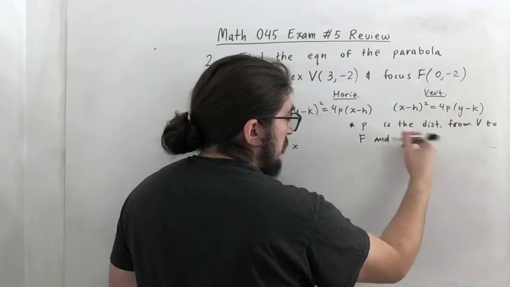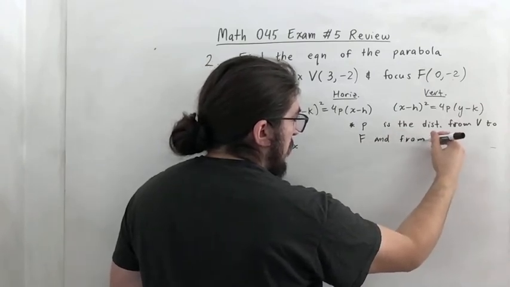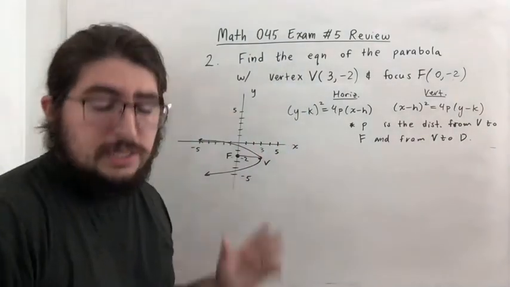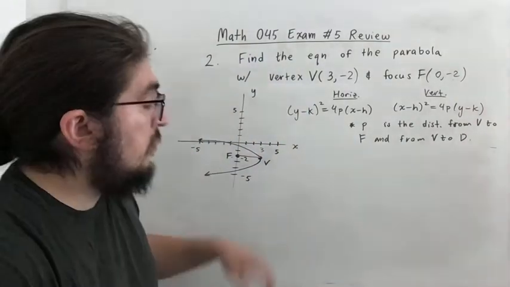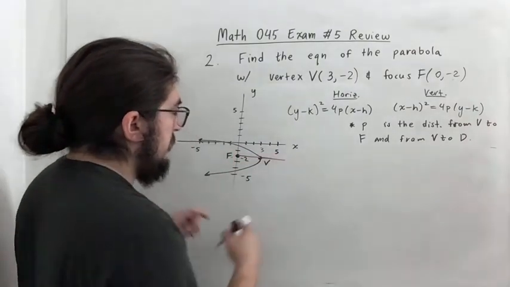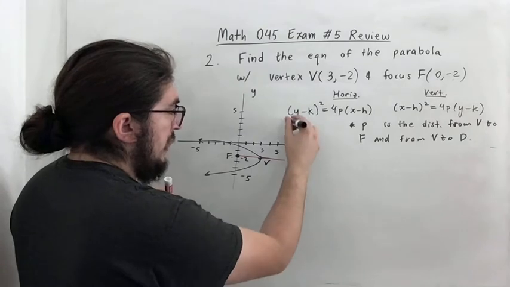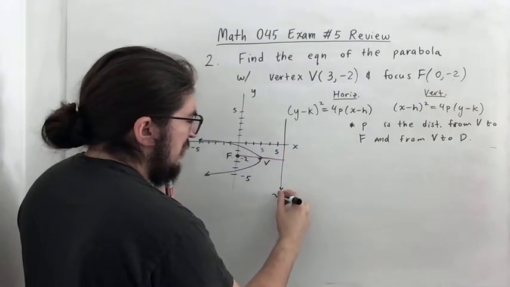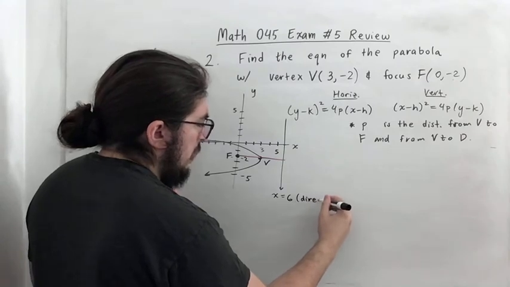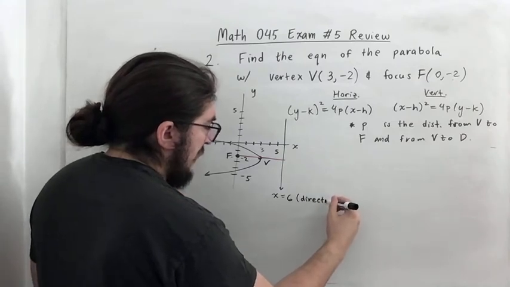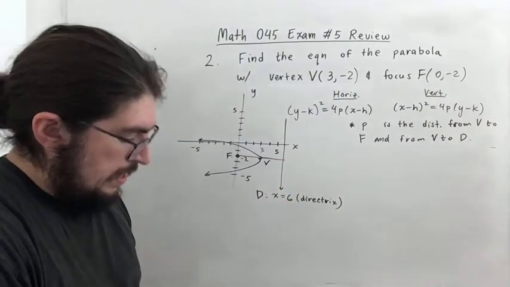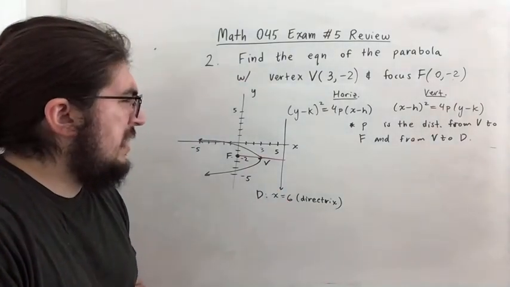And also from the vertex to the directrix, which we're not going to be talking about in this problem too much. But basically, if you were to travel the same distance in the opposite direction, 3 in this direction, you will land at x equals 6. So this x equals 6 is actually the directrix, which I label as capital D. Okay. Great. So that's kind of all we need to know.